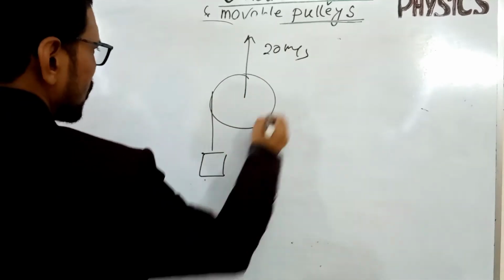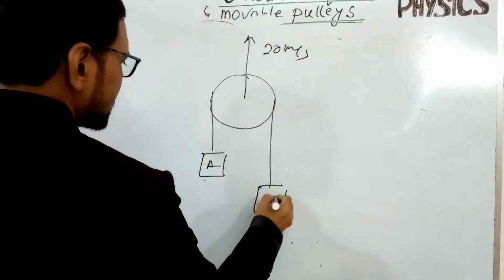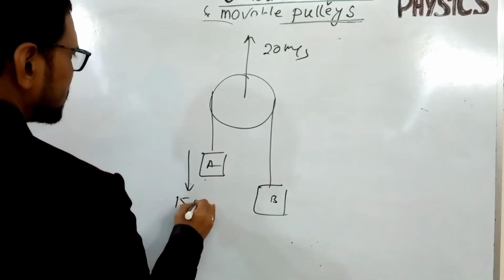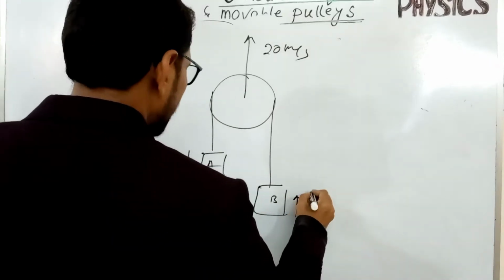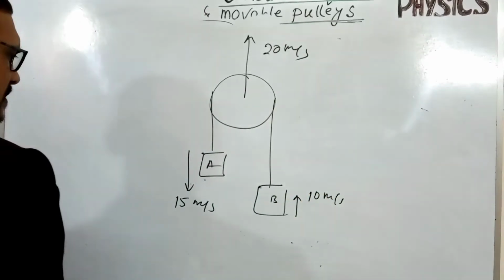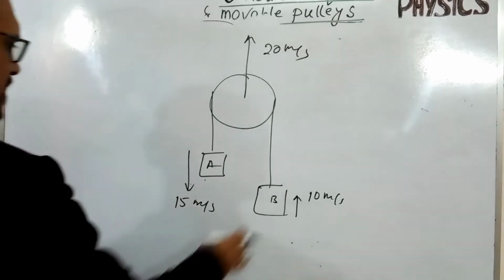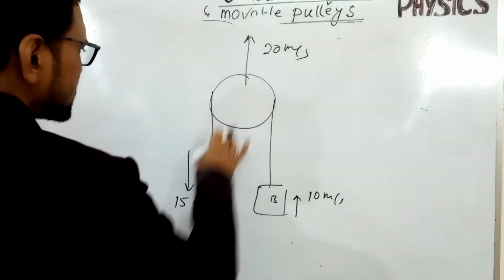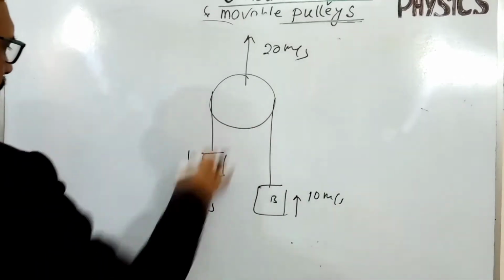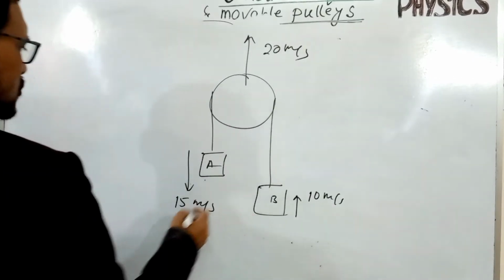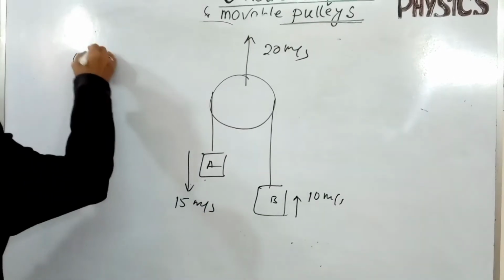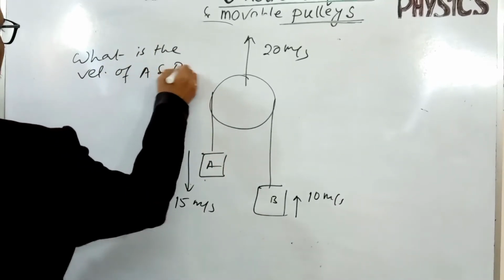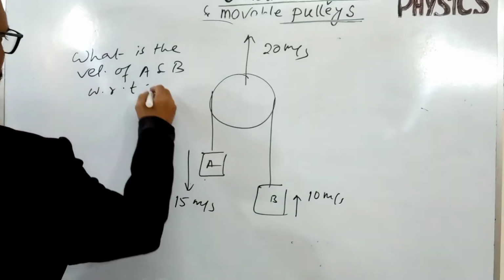that is velocity of this pulley move downward, this pulley is movable with a velocity 20 meter per second, and two blocks, this block A and B, this block moving downward with a velocity 15 meter per second, and this moving with upward 10 meter per second. This is moving and this moves. So if this diagram is present, in this problem, suppose what is the velocity of A and B with respect to pulley.